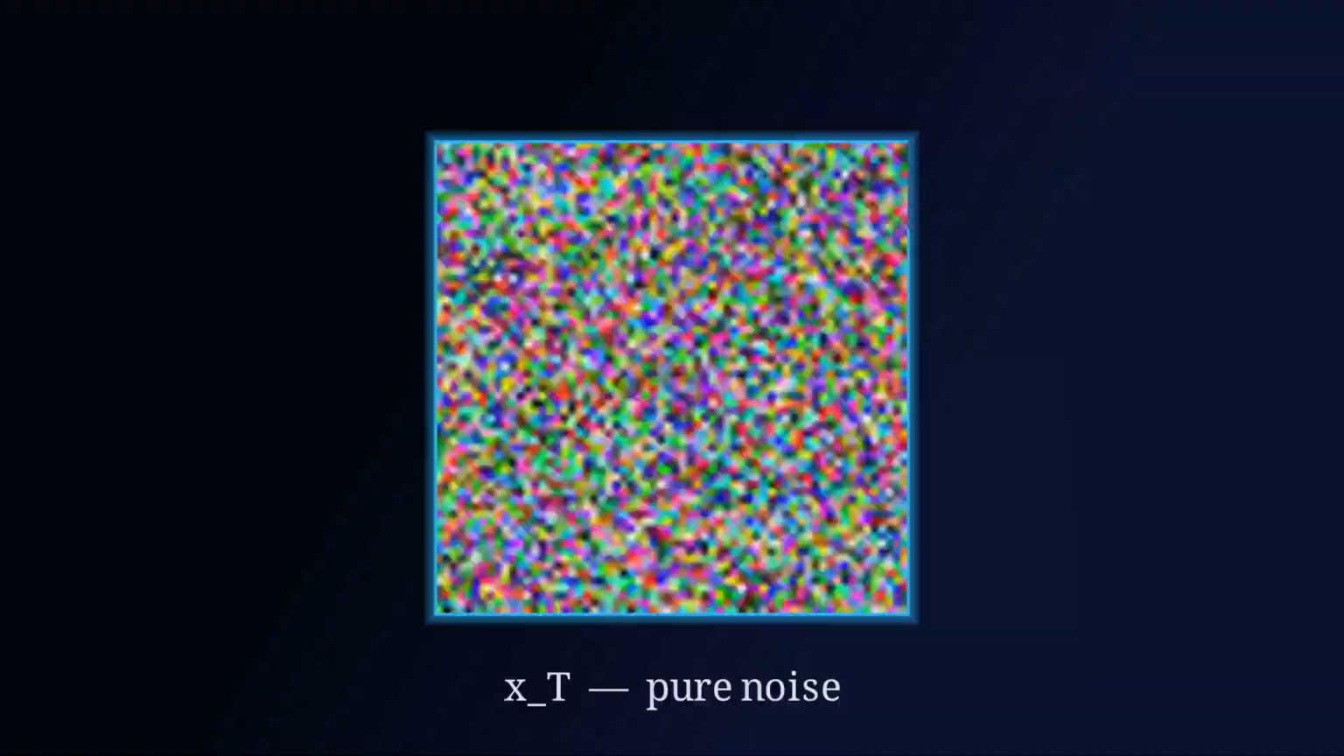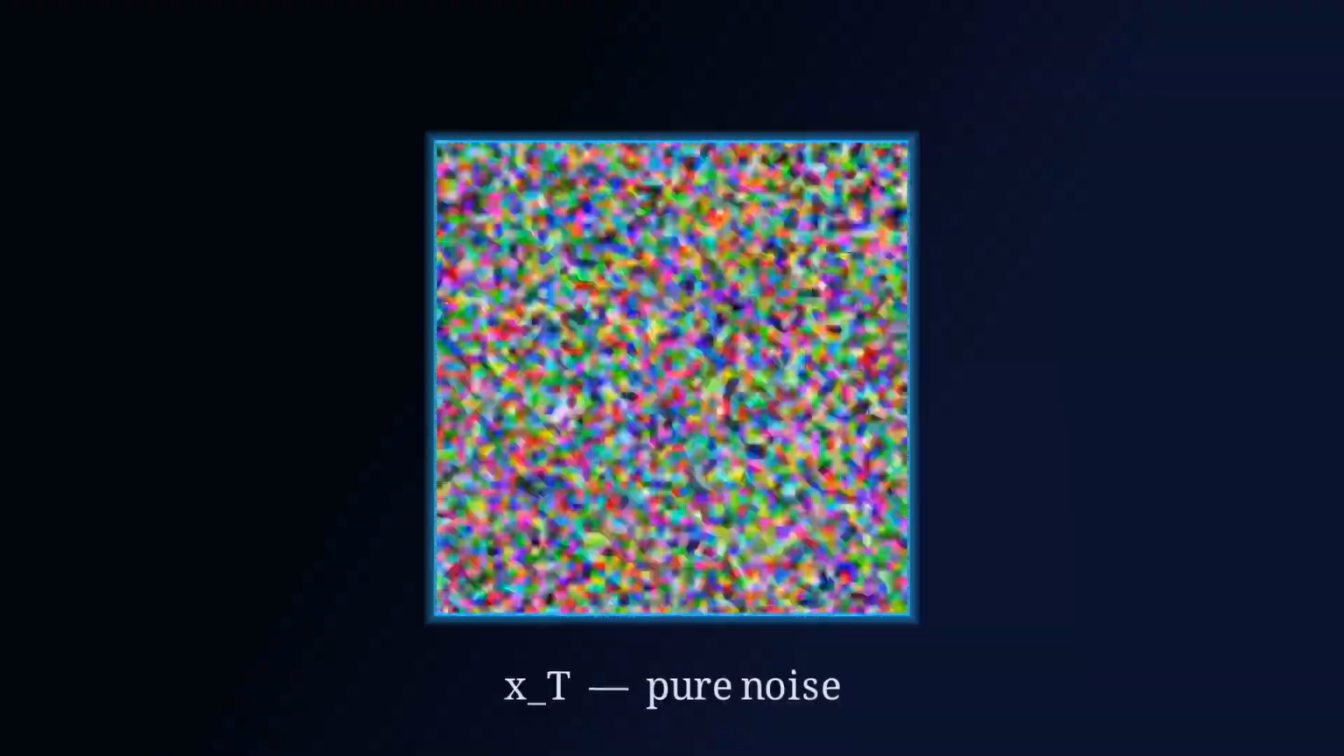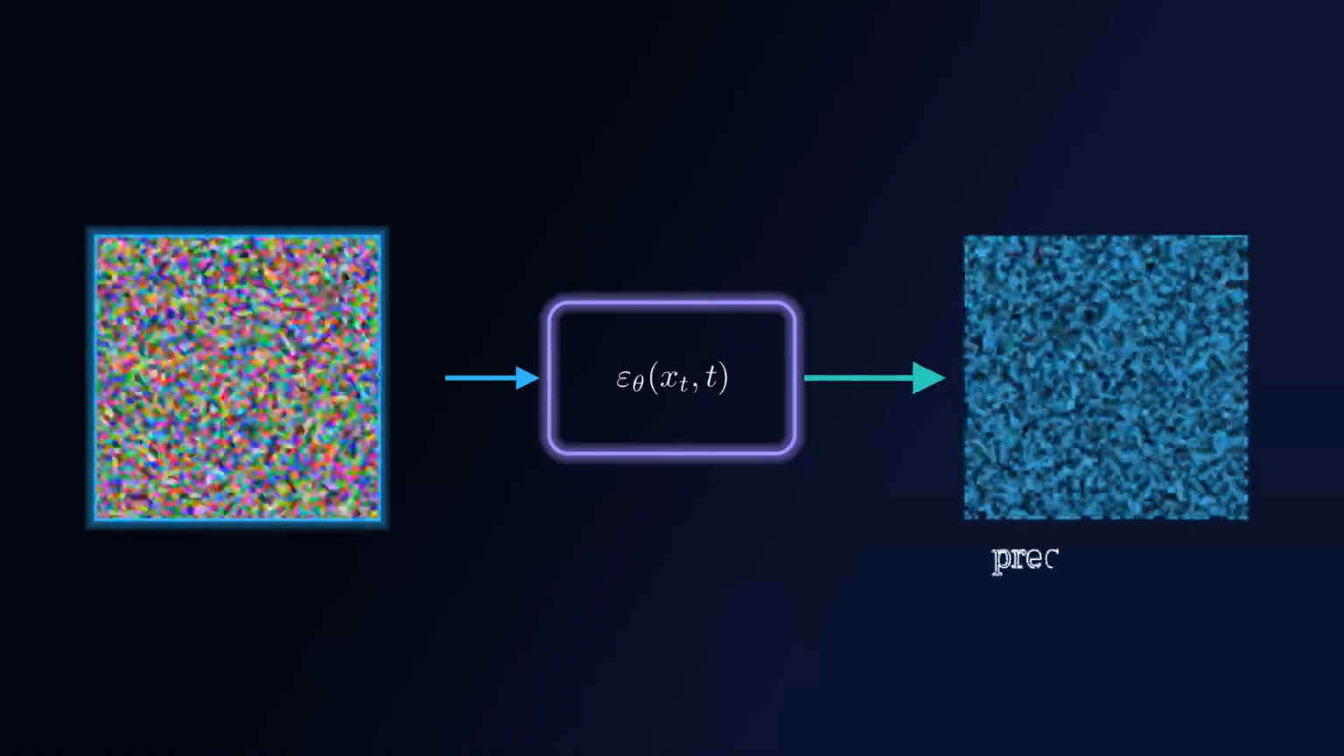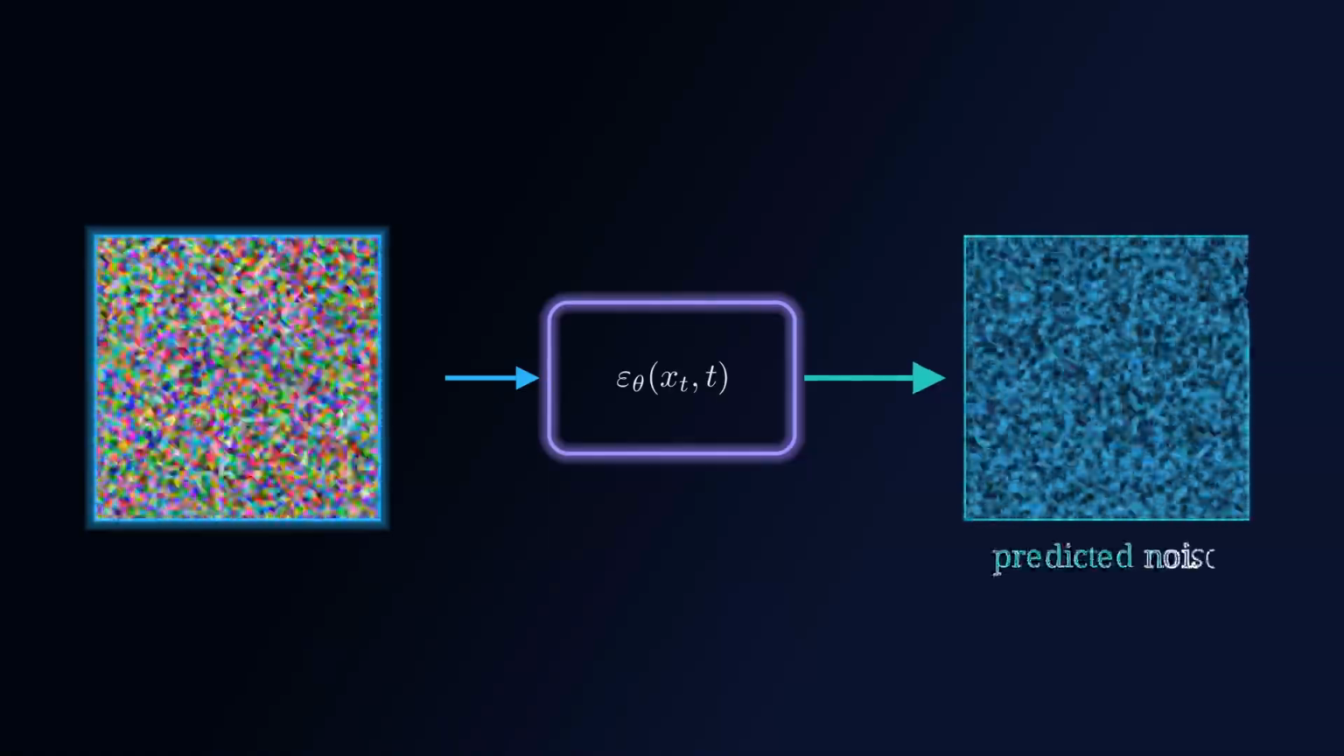We begin with a frame of completely random static, not derived from any real image, just fresh noise we sampled ourselves. This is our blank canvas, except the canvas is pure chaos. We tell the network this is the very last, noisiest step, and we ask our question, where's the noise? It hands back a prediction, a full map of the static it believes is present.